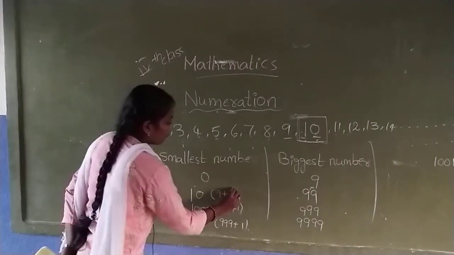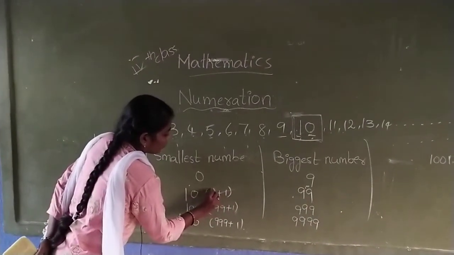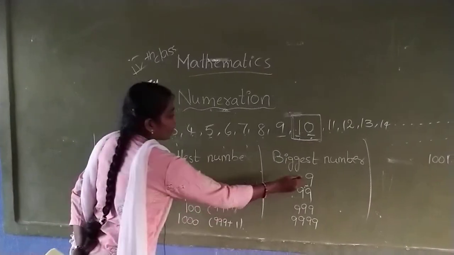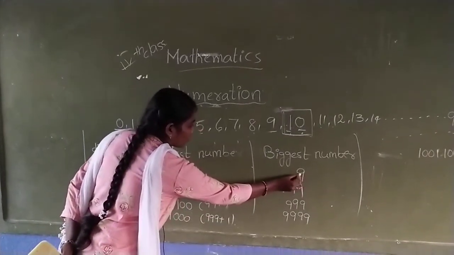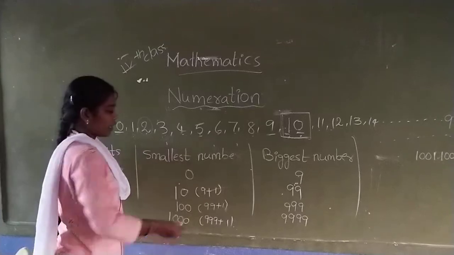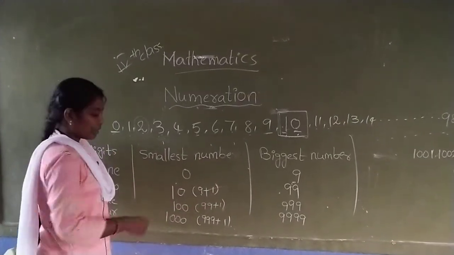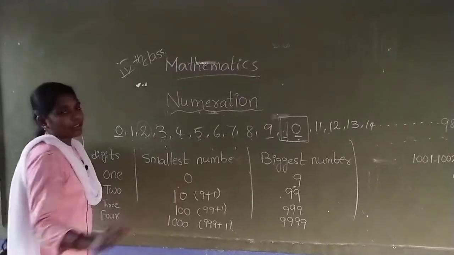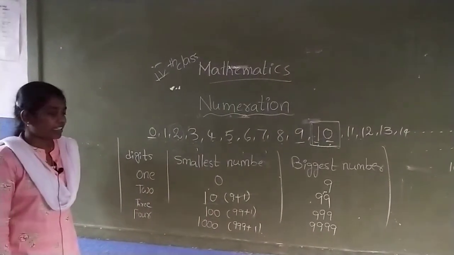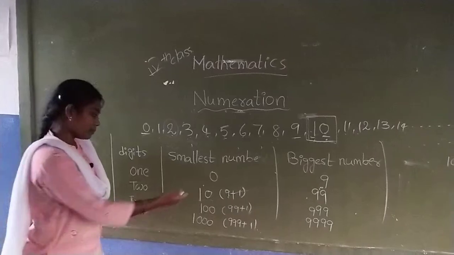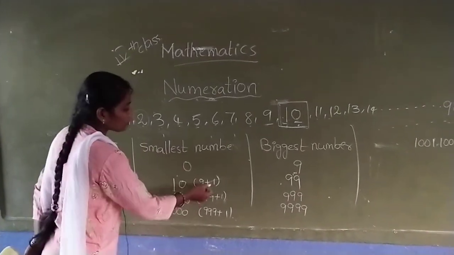By this, we can observe one thing: if we are adding 1 to the greatest number, then we will get the next smallest number. Here I am taking 3 examples.